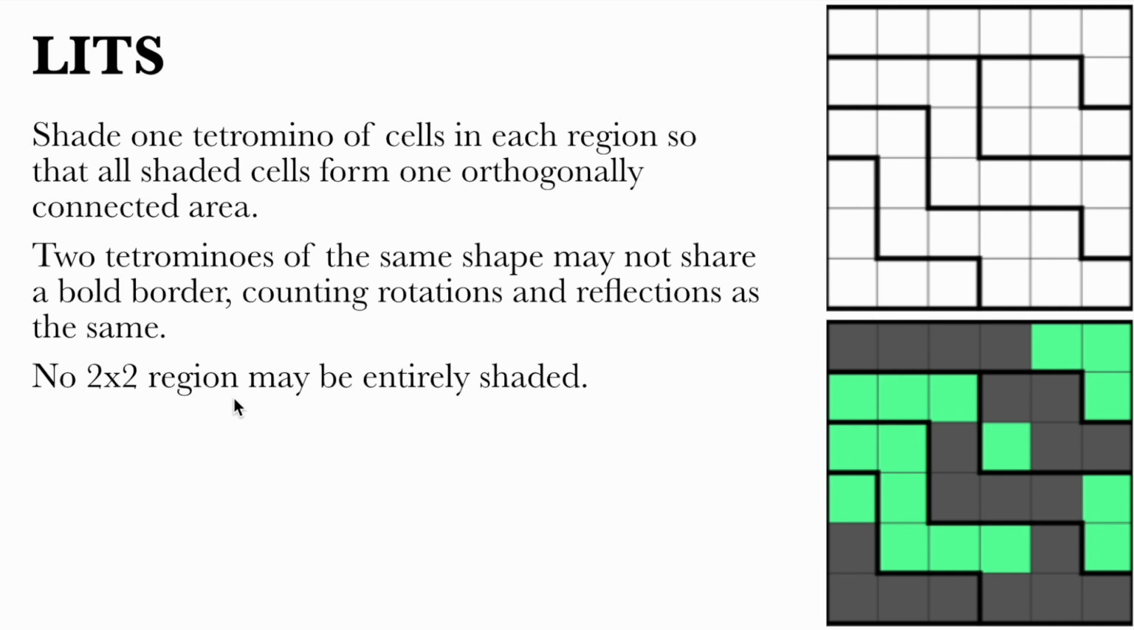No 2x2 region may be entirely shaded. That is just saying that given any four cells in the grid that make a little square, at least one of them must be unshaded. Sometimes we use region to mean a set of cells that are bordered by a bold border like this. In this instance, region is just saying any 2x2, even if there's a bold border inside them. Those are the rules of LITS, so it's time to solve a puzzle.